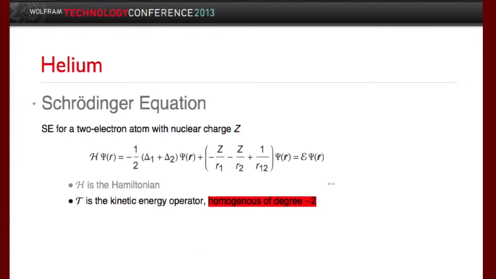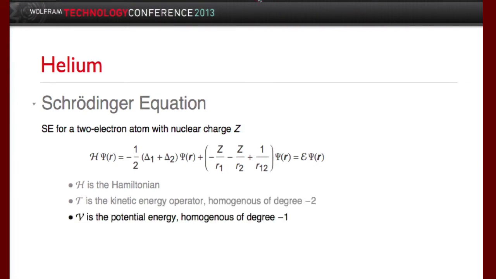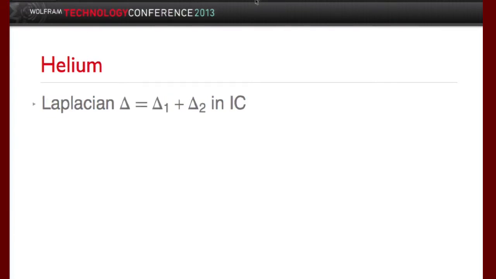is it's homogeneous of degree -2. If you give it r to the n and you differentiate twice, you get r to the n -2, and that means that this operator is homogeneous of degree -2. The potential is homogeneous of degree -1, and the energy is a scalar, it's homogeneous of degree 0. And that turns out to be important in the method that we use to attack this problem.